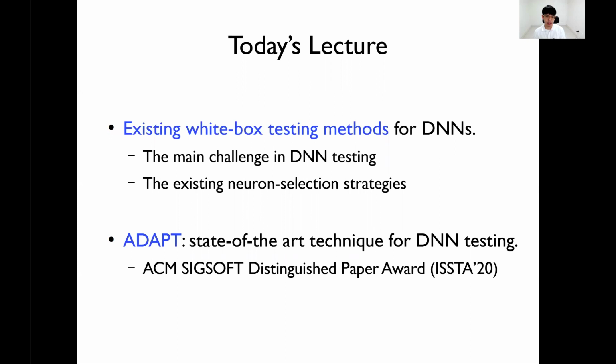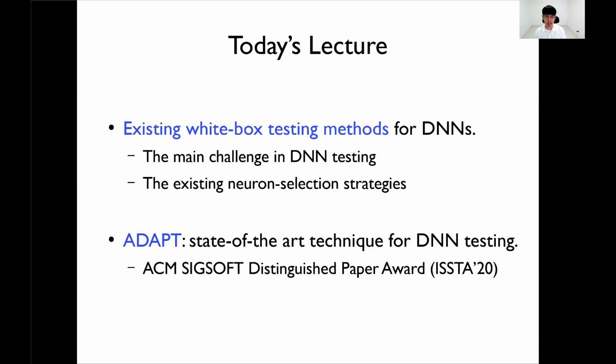Today, I will quickly review the main goals of deep neural network testing and the key idea of white box testing for DNNs. And then I will introduce the main challenge in the white box testing method for DNNs, although this challenge is not a well-established problem like the path explosion problem or symbolic execution. And then we will learn about the existing techniques for mitigating and resolving these challenges.